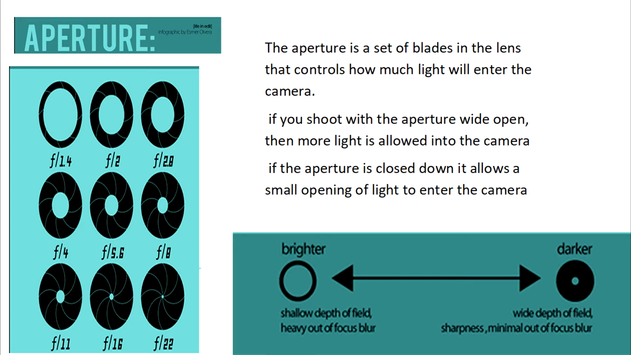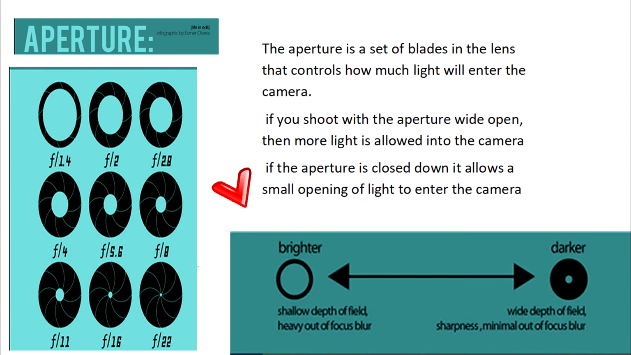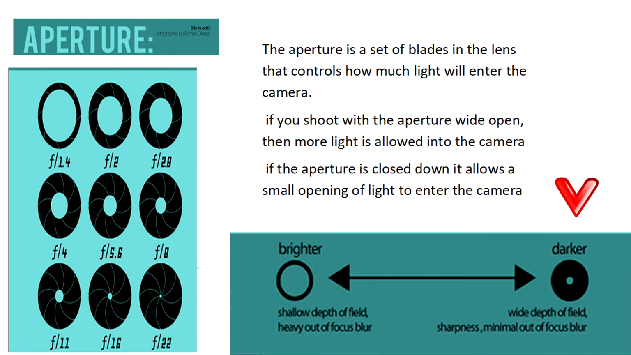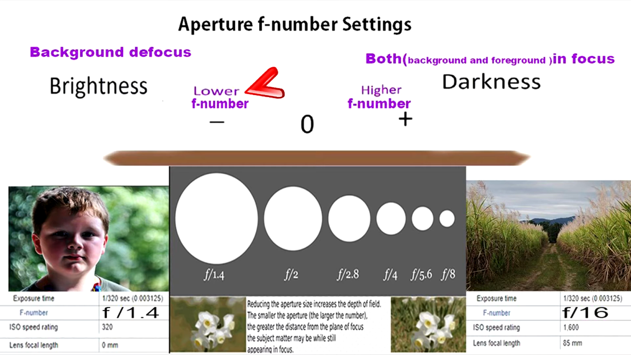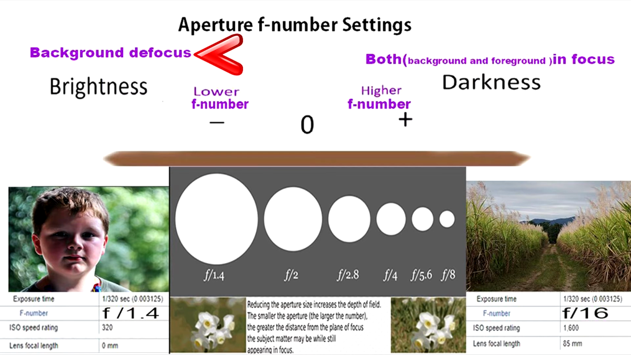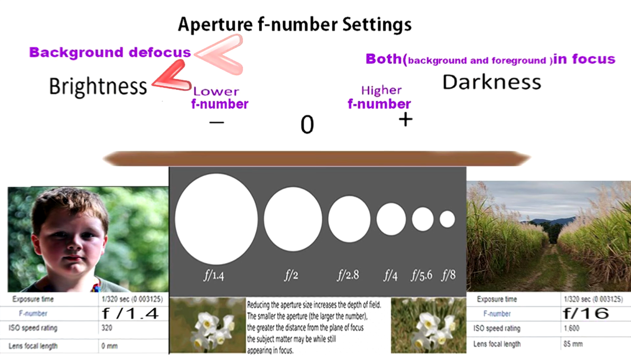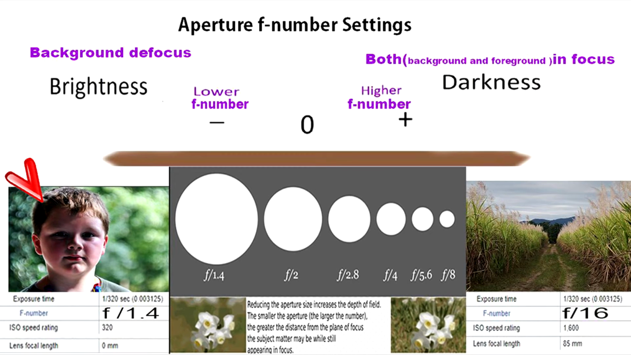Now talking about aperture mode. First, what is aperture mode? The aperture is a set of blades in the lens that controls how much light will enter the camera. If you shoot with the aperture wide open, then more light is allowed into the camera. If the aperture is closed down, it allows a small opening of light into the camera. Wide opening means low f-stop number, which gives a bright picture with shallow depth of field, equal to background defocus or bokeh effect, especially if there is a difference between subject and background.